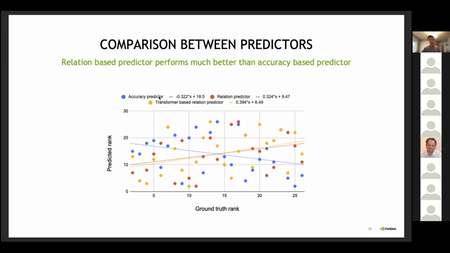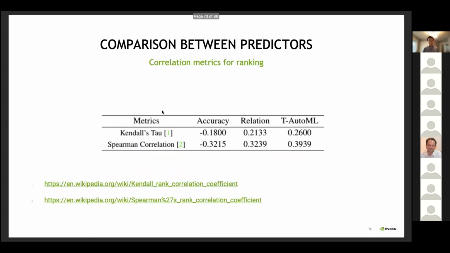But for the accuracy predictor, we only have a few, like 25, data points to train here. You can see that we don't get any positive correlation for accuracy. But for relationship, we can definitely get a good correlation there. And then we also compare other metrics like Kendall's Tau and Spearman correlation.